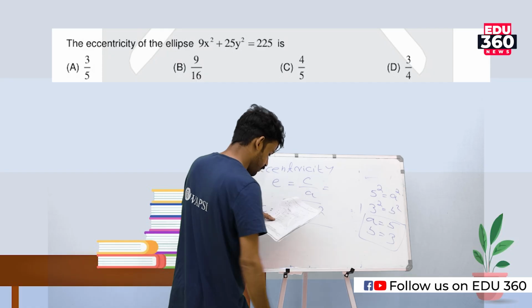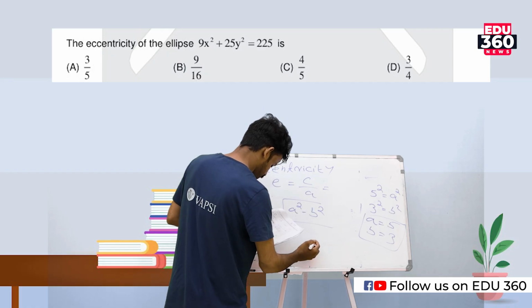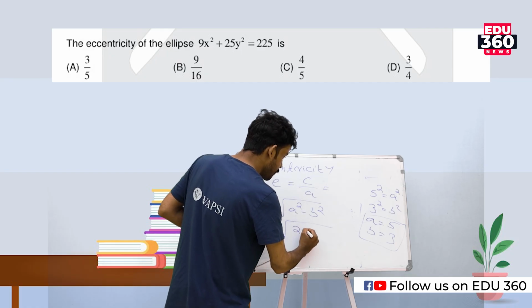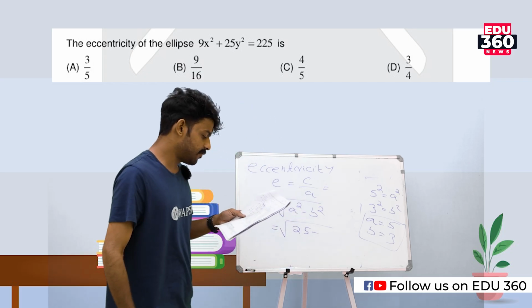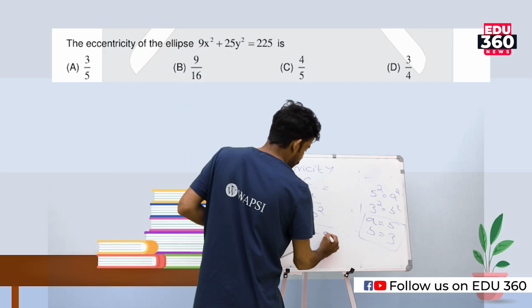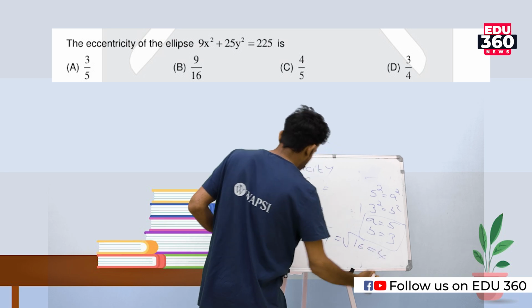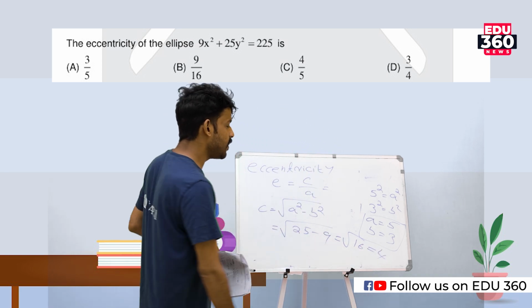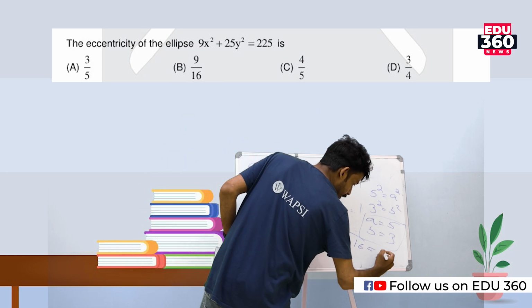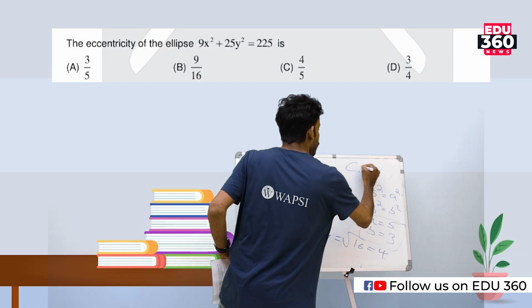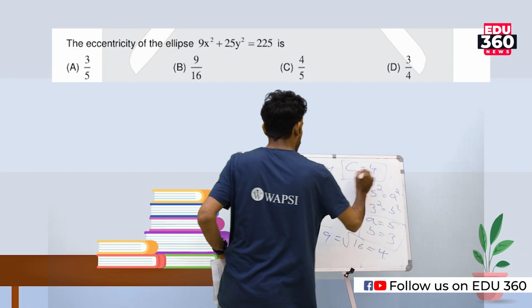So that is root of A square, that is 5 square, 25, minus 3 square, 9. So that means root 16. The value is 4. So the value of C is equal to 4.